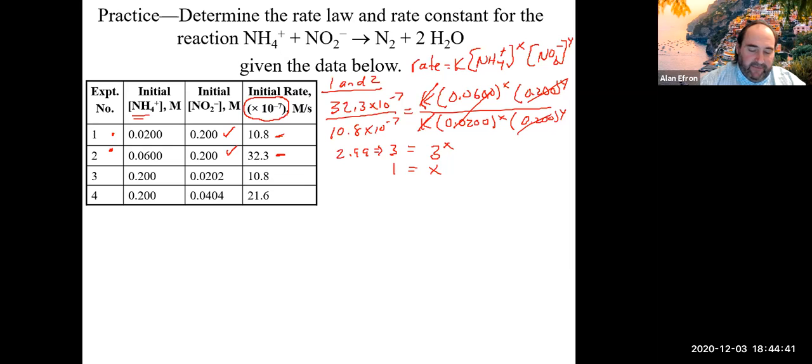And again, if you did the natural log calculation, if you took the natural log of 2.99 divided by the natural log of 3 would equal X, you basically get 0.997, which again you could round to the whole number of 1. Any questions on that part there?